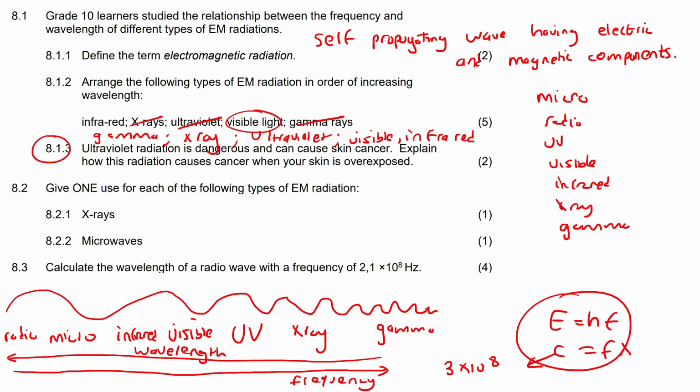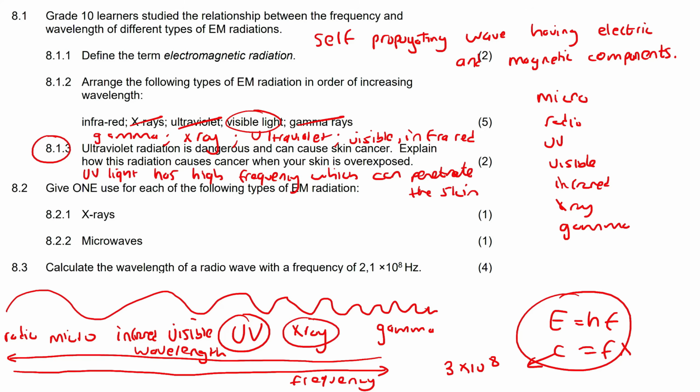Now this one says, UV radiation is dangerous and it can cause skin cancer. Explain how this radiation causes cancer when your skin is overexposed. It's like a biology exam. Okay, so what we can say is that UV light has high frequency, which can penetrate the skin. And that's also why X-rays are so bad if you do them over and over.